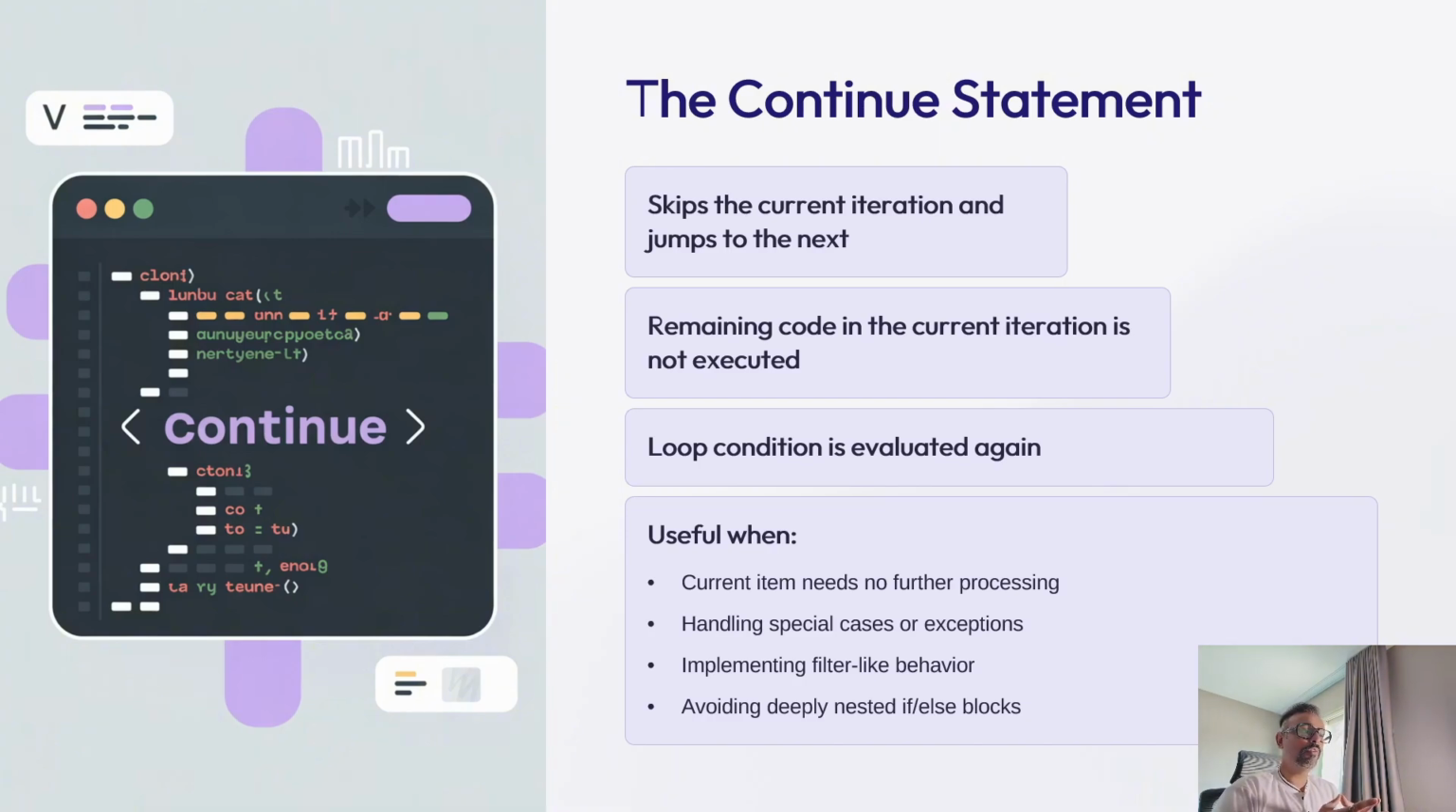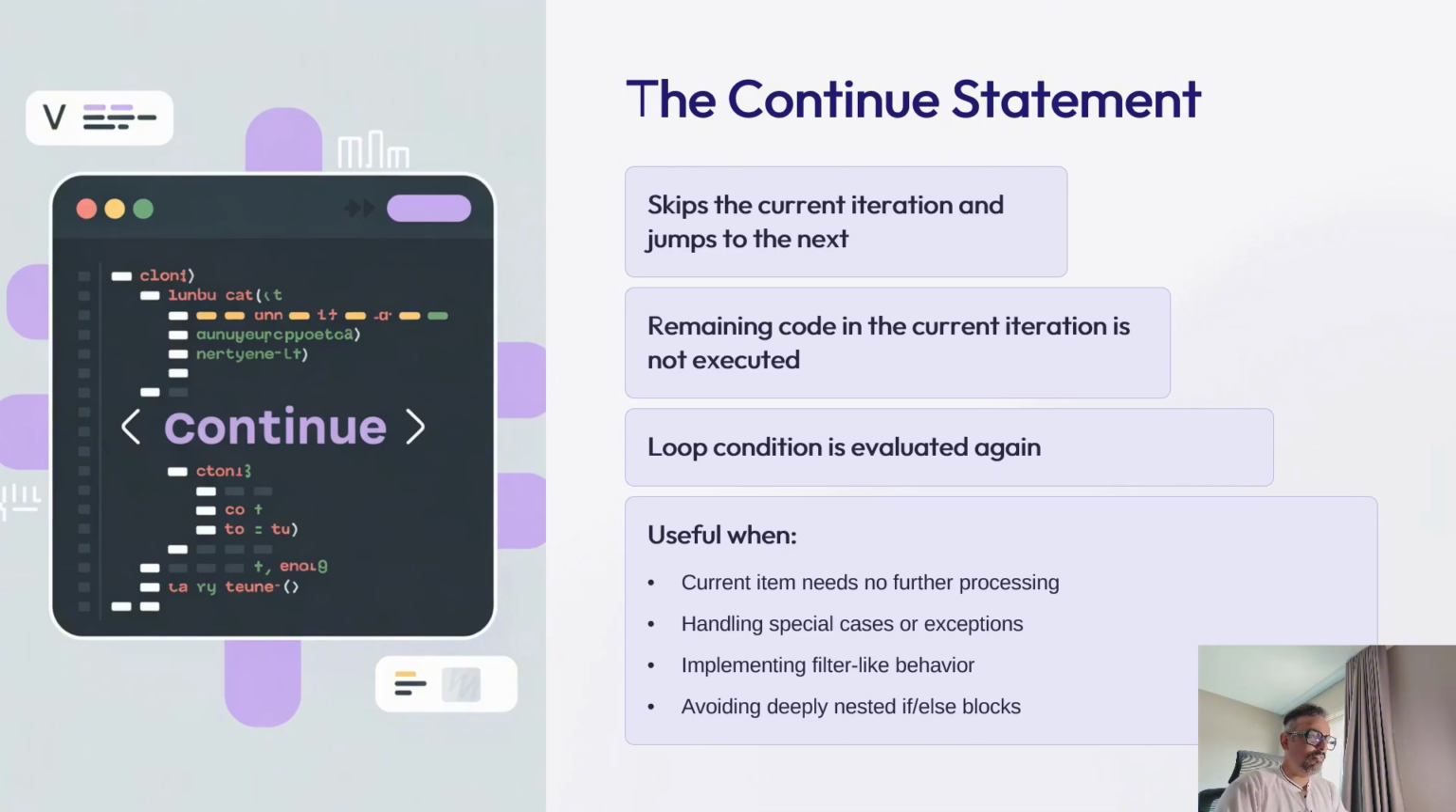This is particularly useful when the current item requires no further processing, when handling special use cases, when implementing filter-like behavior, or when you want to avoid deeply nested conditional blocks. In machine learning applications, continue statements are often used during data pre-processing to skip invalid or outlier data points that we come across, or during training to skip iterations that meet certain criteria without terminating the entire training process.